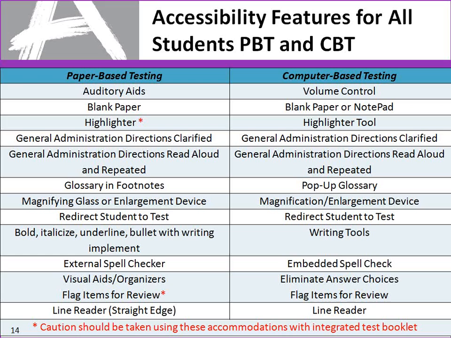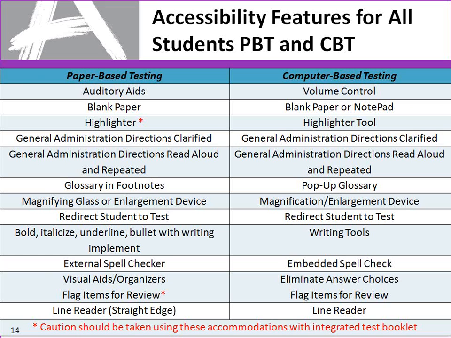So what you'll see here is paper-based testing on the left-hand side and computer-based testing on the right-hand side. You'll also notice that each accessibility feature has an equivalent. So if you have a computer-based testing environment and you have one student who's taking paper-based, you have comparable accessibility features for these students. So auditory aids, blank paper, highlighters, those things are fairly standard that we've seen before. General administration directions, read aloud, clarified, repeated. We've all done that before. There's glossaries in the paper-based testing and a pop-up glossary in the computer-based testing.